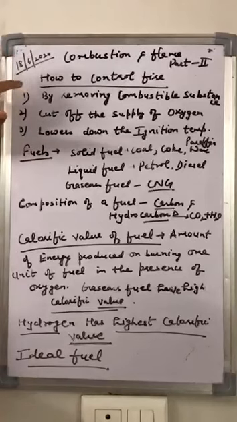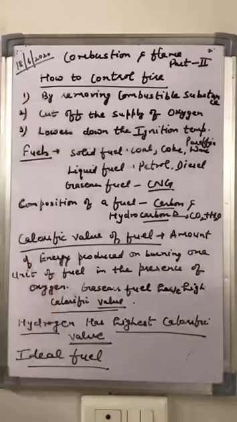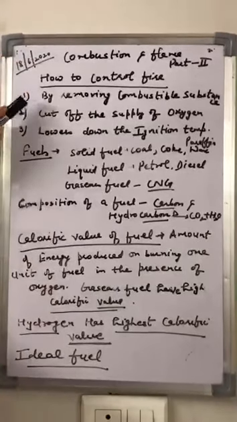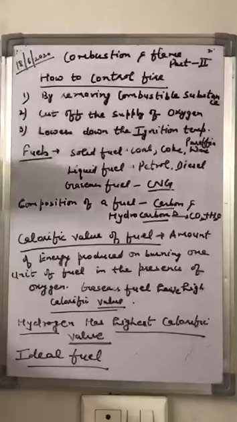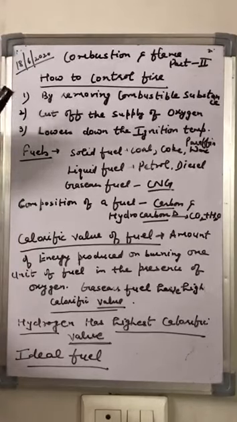Before going to this, you must recall what are the conditions for combustion. The first one is the presence of combustible substance. This is the first condition of combustion. If we remove the combustible substance, definitely we can control the fire. So the first step is by removing the combustible substance. If the substance is burning, we can remove it, so the fire will be extinguished.